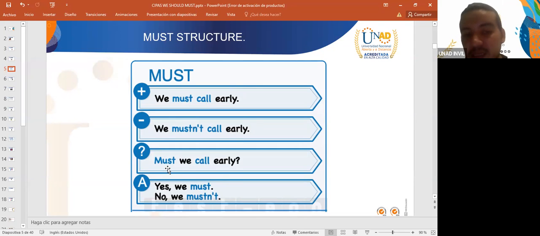And what about if we want to ask a question? In that case, we need to switch the position of the subject and the modal verb. So in this case, we are not going to start the sentence by using the subject. We're going to start the sentence by using the modal verb, which is must. Must we call early?